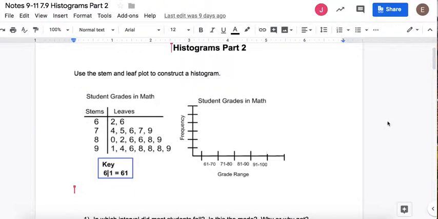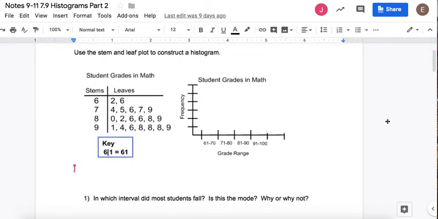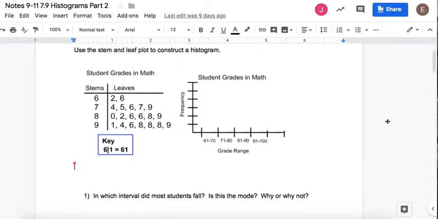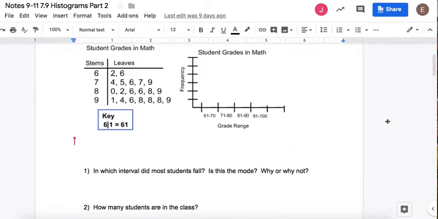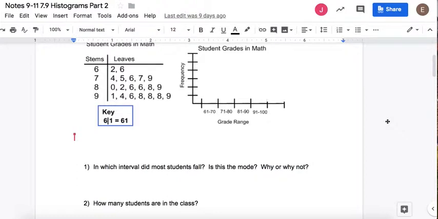So in this section, we're going to compare histograms to other graphs. So the first question here is use the stem and leaf plot to construct a histogram. So these are students' grades in math class. So if you look at the key, it says 6/1 equals 61.